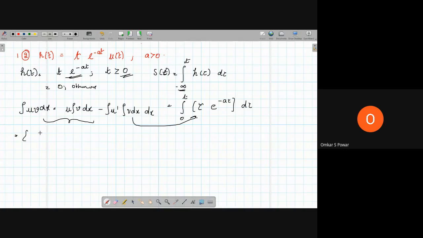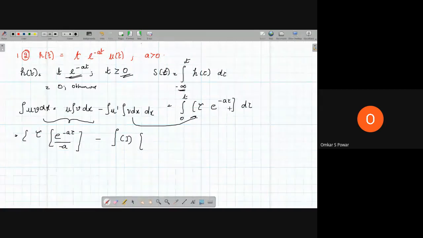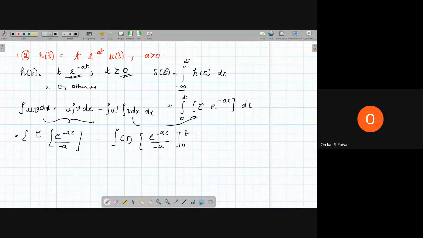First term u will be as it is, which is tau. Integral of v: the integral of e^(-a tau) is e^(-a tau) divided by -a. Then minus integral of u dash. What is the differentiation of tau? It is 1, and integral of v dx, so e^(-a tau) divided by -a. This varies from 0 to t, d tau.